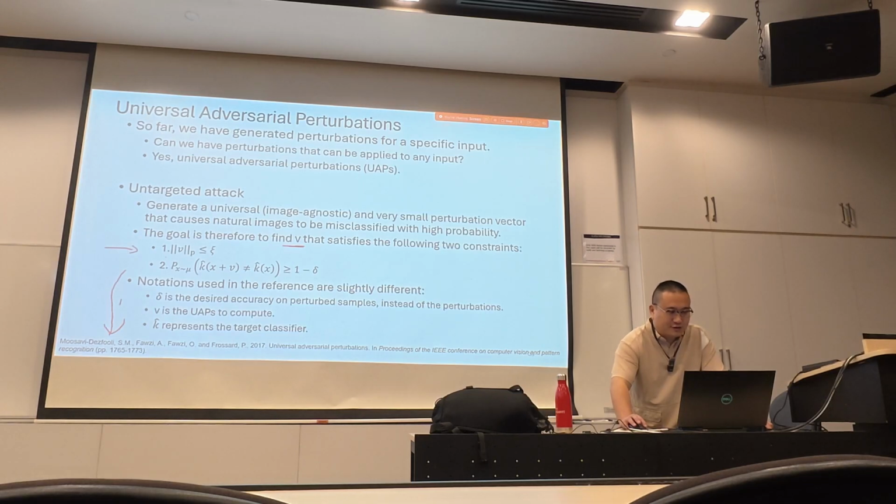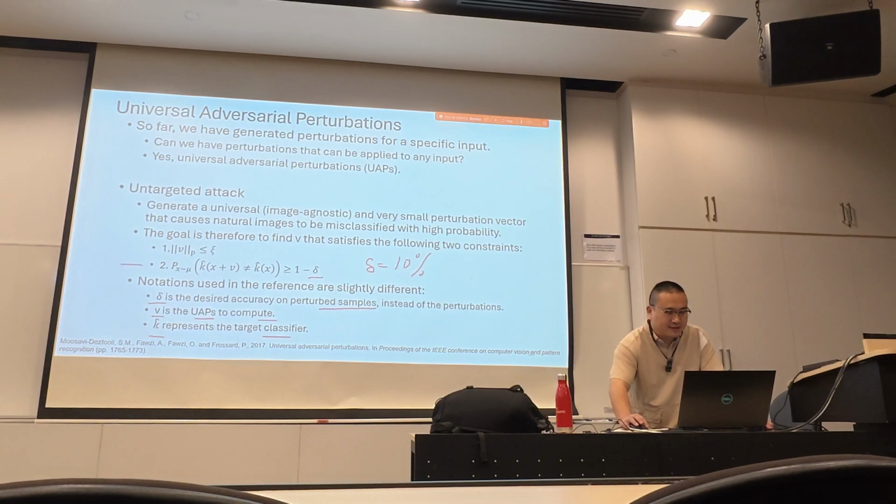At the beginning, we also want the LP norm of V to be less than a constant, which we specify ourselves. Then let's see the notations. Delta is the desired accuracy on the samples. For example, after we apply the perturbation to the inputs, we want the accuracy of the model to be only 10%, and then delta is set to 10%. V is the UAP that we want to generate, and K hat represents the classifier.